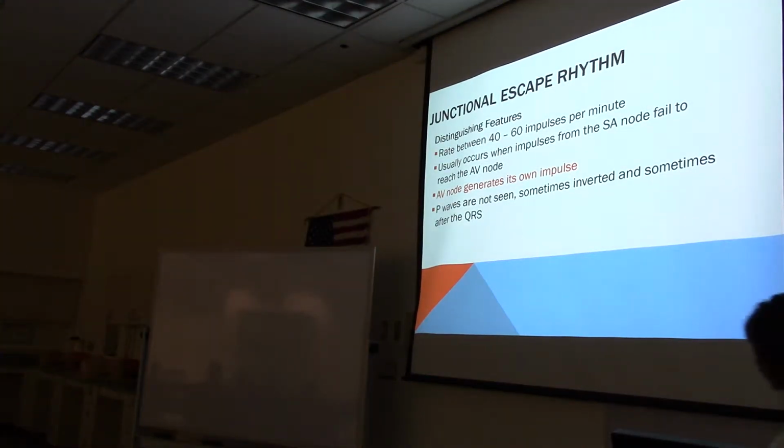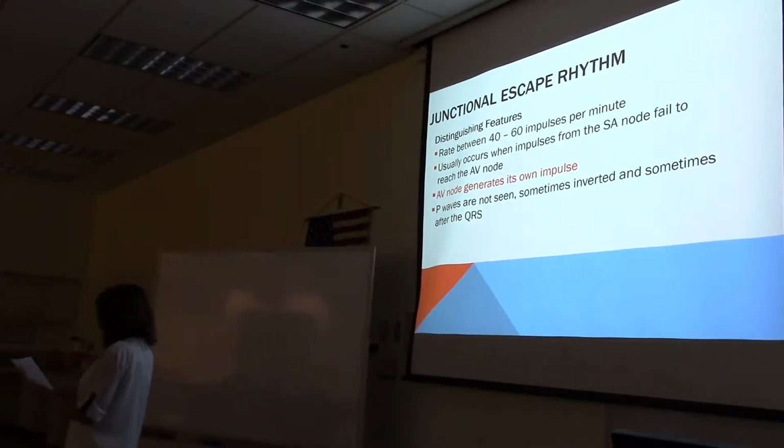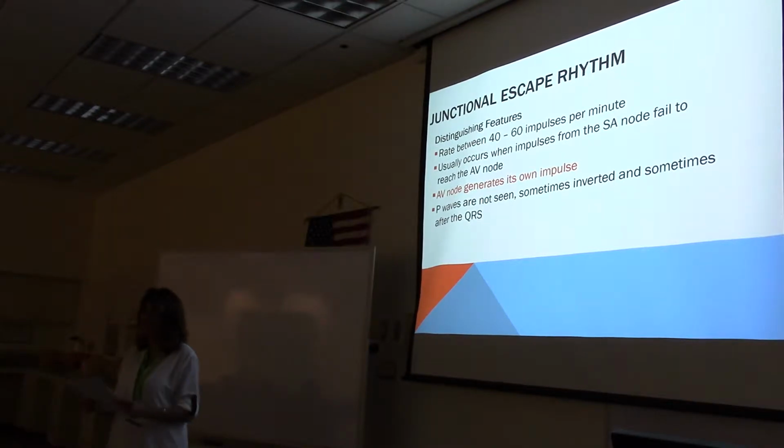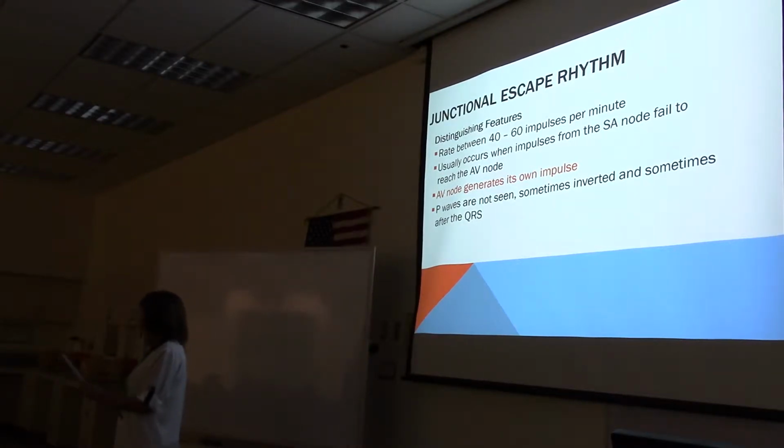What I need you to write in your notes is something that you already know, but you can just write it again. If the SA node is suppressed and fails to generate electrical impulses, or if there is a block in conduction, the AV node will initiate impulses.